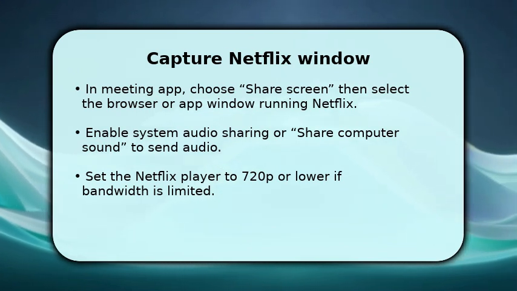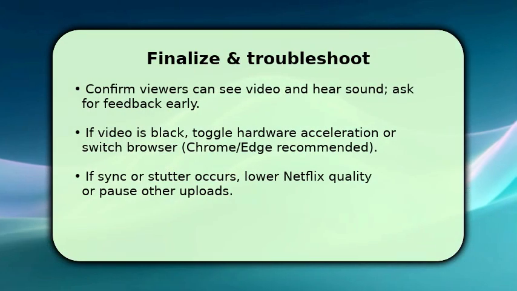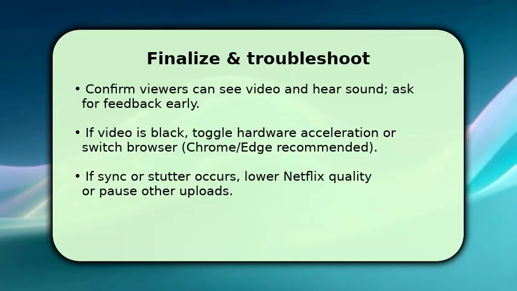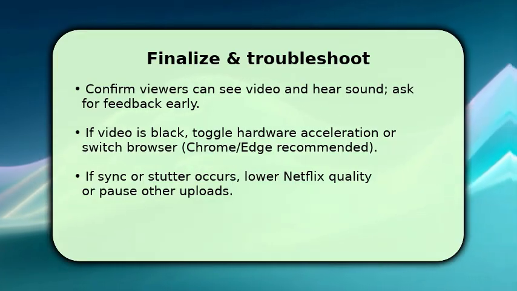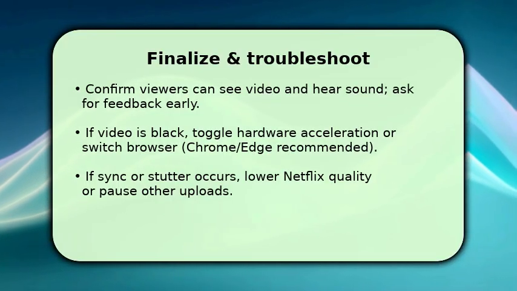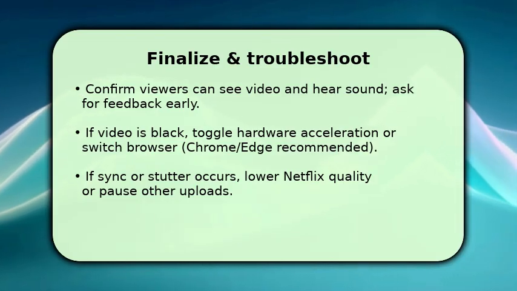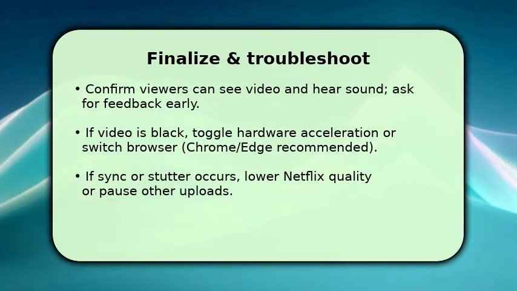To finish, verify everyone sees and hears the show. Ask one viewer to confirm audio and picture. If you get a black screen, first toggle hardware acceleration in your browser and rejoin the meeting. If that fails, switch to Chrome or Edge and share the tab specifically. If playback stutters, reduce Netflix quality in playback settings or pause background uploads.